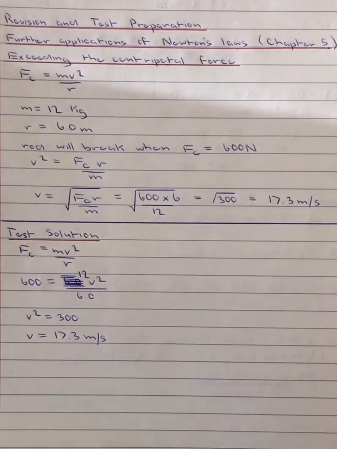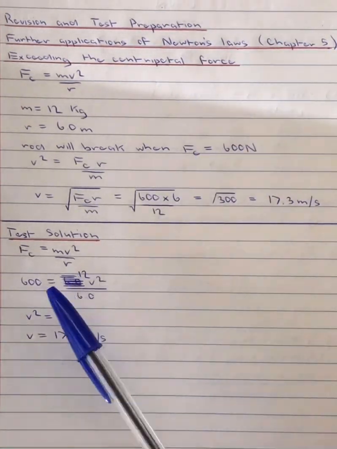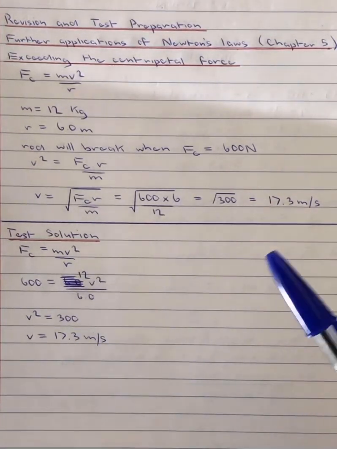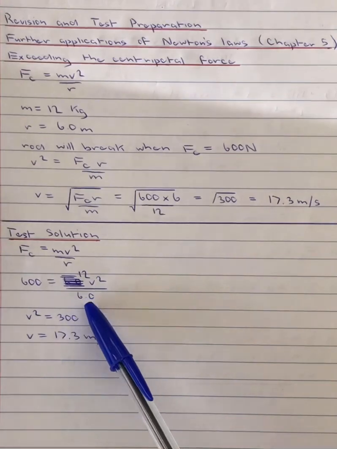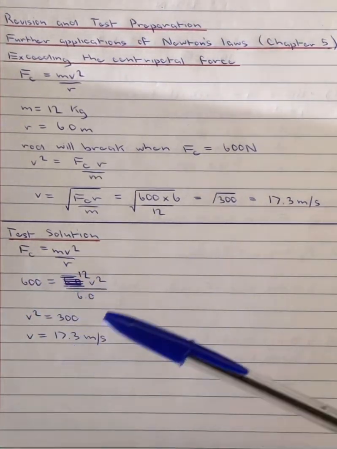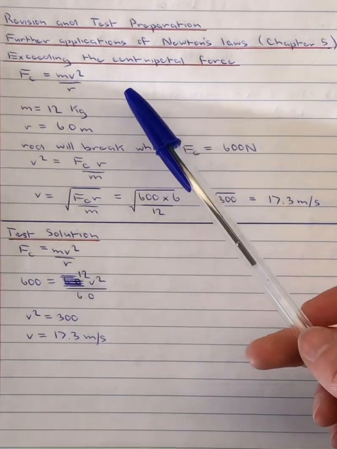It's a waste of time for me if, in a time pressure situation, I can simply plug in the values that I have and do simple order of operations. So multiplying 600 by 6 and dividing by 12 gives me v squared. And that for me is a lot quicker than rearranging all of the variables in the equation given.